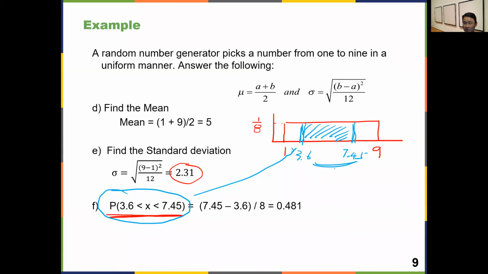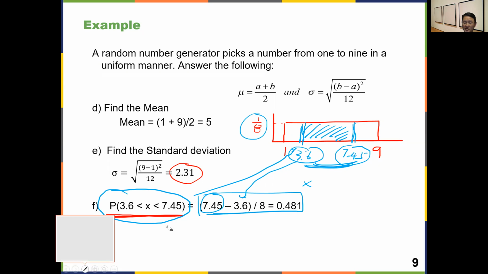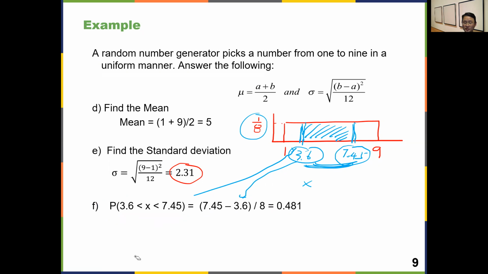How do you do that? The bigger number minus the smaller number. That will give me the length of this base, multiplied by the height, 1 over 8, just like that. So if you type this one in the calculator, that's exactly what you are going to get. Let me clear this one. Okay.